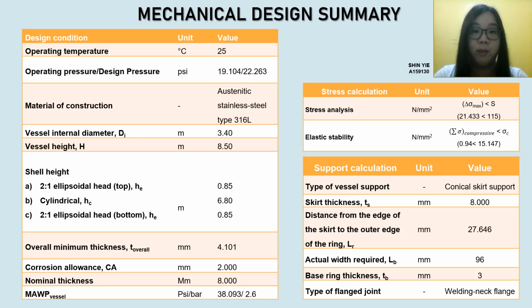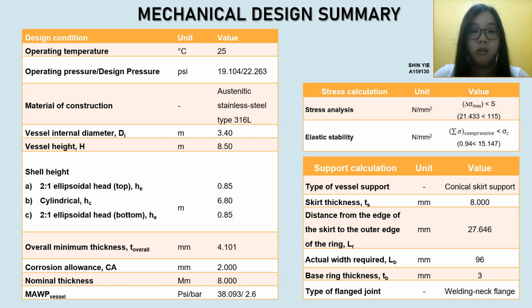The aerobic fermenter is designed as a vertical vessel with 2-to-1 ellipsoidal heads at the top and the bottom. This column is designed under internal pressure. The construction material is austenitic stainless steel type 316L with a corrosion allowance of 2 mm. For the aerobic fermenter, the thickness of the vessel determined is 8 mm with MAWP of 2.6 bar. After performing stress calculation, both stress analysis and elastic stability are safe.